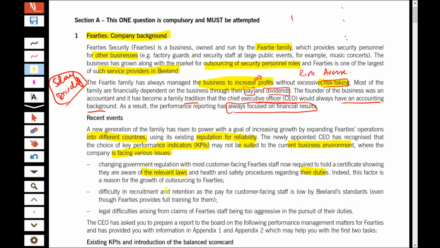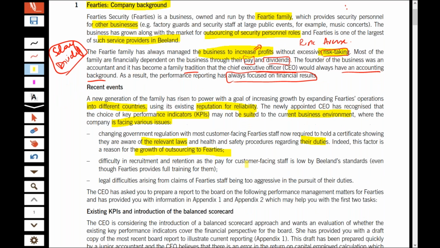Indeed, this factor is the reason for the growth of outsourcing to Fairtees. The difficulty in recruitment and retention, as the pay for the customer facing staff is low by B land's standards, even though Fairtees provide full training for them.